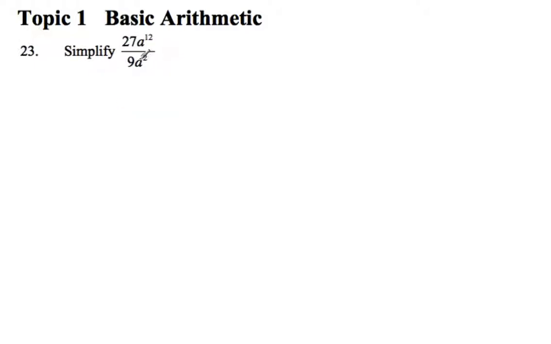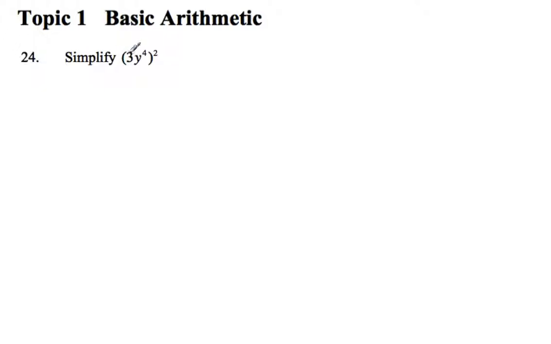Here we just divide the front numbers normally, so 9 goes into 27 3 times. And then we subtract the indices, so on the a bits it's a to the 12 divided by a to the 2, but we'd do 12 minus 2. So we'd end up with 3a to the 10 there. The front numbers work normally, just dividing 9 into 27 going 3 times, and we'd subtract the indices because we're dividing.